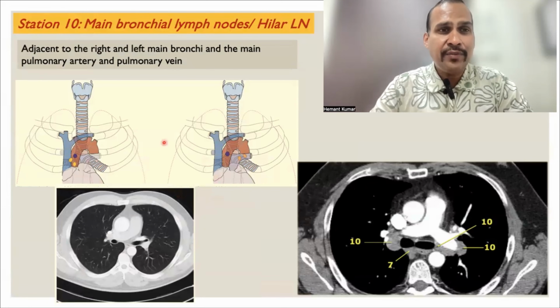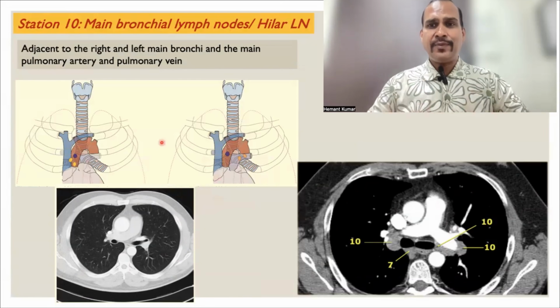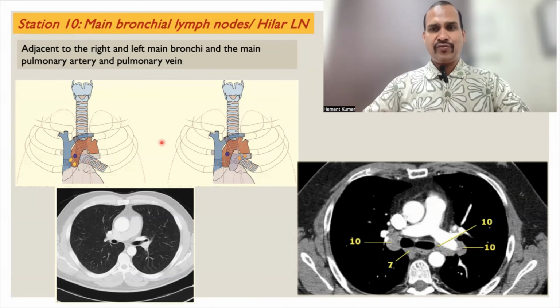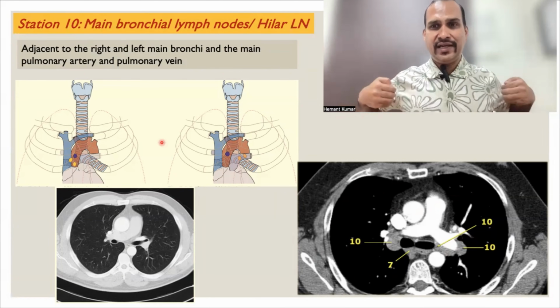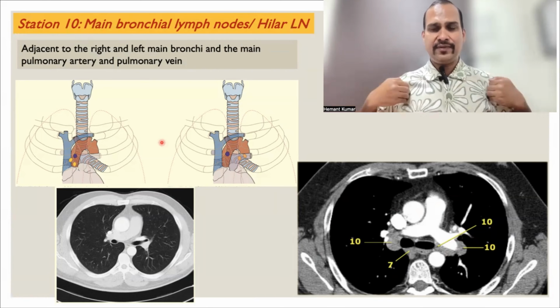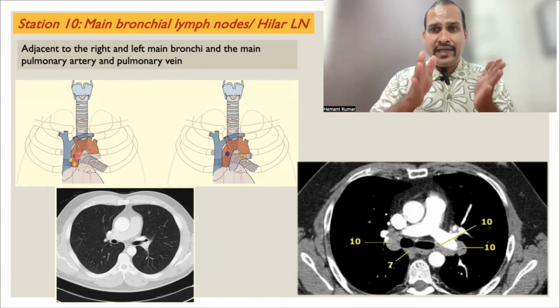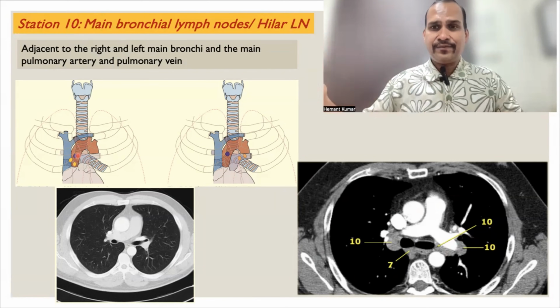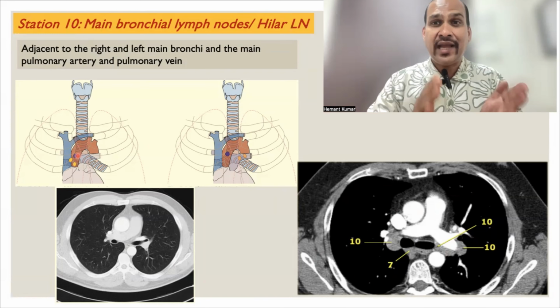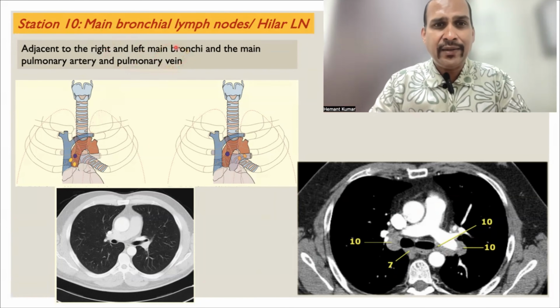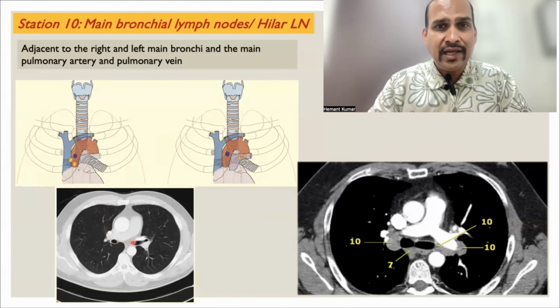Okay. Now coming to station 10. So up to 9 we have completed, in a straight line from upward to downwards. Now coming from medial to lateral side, like this. So when the trachea is getting bifurcated, lateral to the bifurcation starts station 10, that is the hilum. What is the hilum? Where the left or right bronchi, pulmonary artery and vein are getting started. So this is the hilar lymph node.